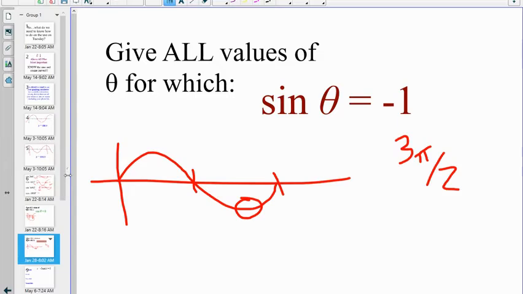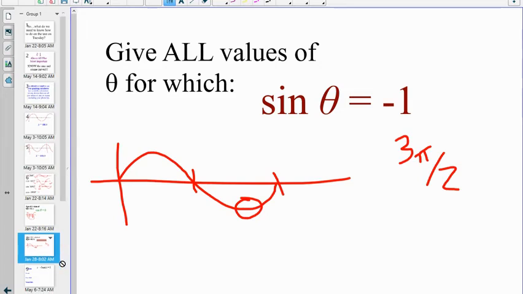I'm not spending a whole lot of time on them because frankly, they should be stuff that we're pretty good at this point. I just want to make sure that you're aware that there will be questions like that on the test, both radians and degrees. Make sure you can do both versions.